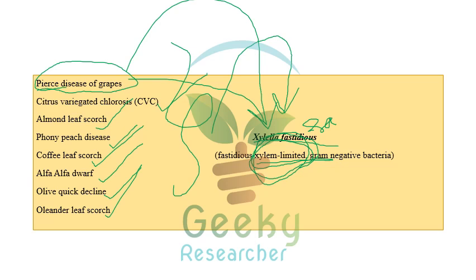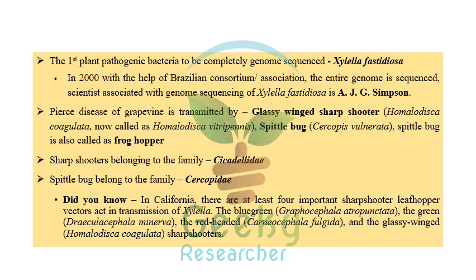When it comes to the first, we already discussed, right? The first plant pathogenic bacterium to be completely genome sequenced is Xylella fastidiosa. In 2000, with the help of a Brazilian consortium, the entire genome was sequenced by a scientist called S.J.J. Simpson. Okay, I think we already discussed it, right?